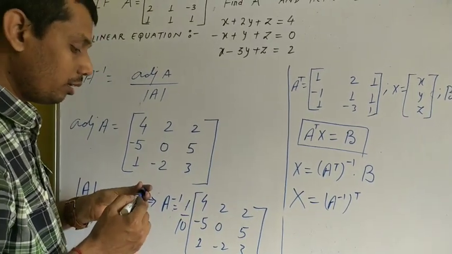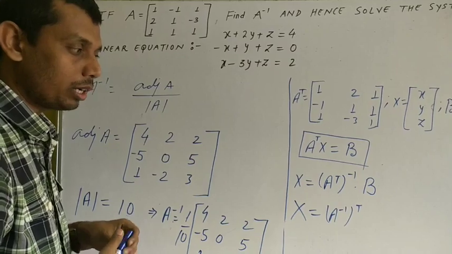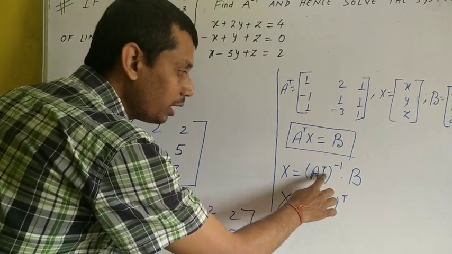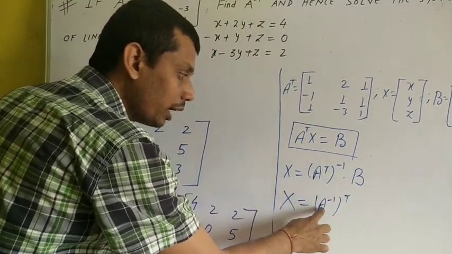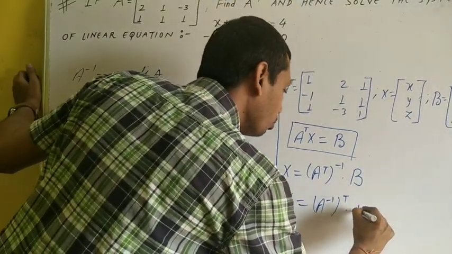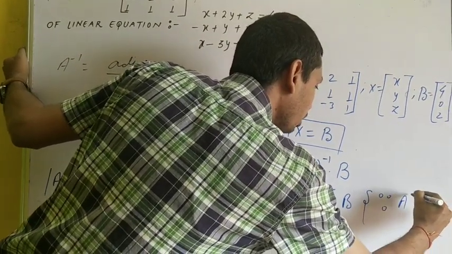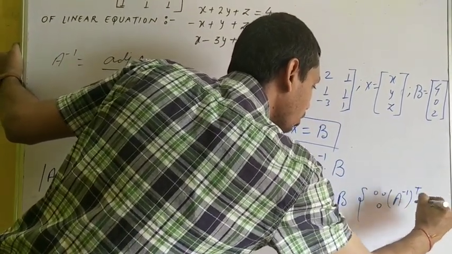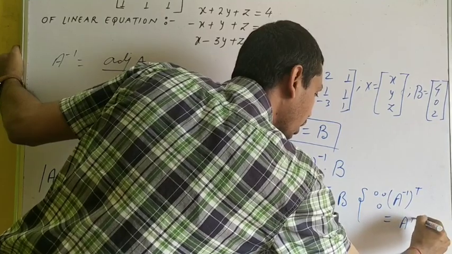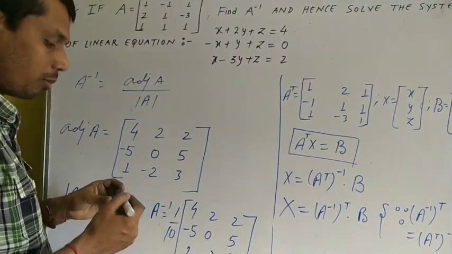You can see the previous videos, there I have explained this property. So in place of A transpose inverse, we can write A inverse transpose, as they are the same, into B, since A inverse transpose is equal to A transpose inverse. I have used this property.